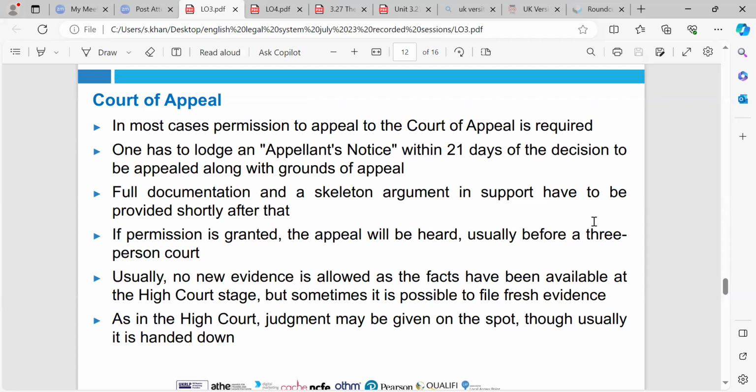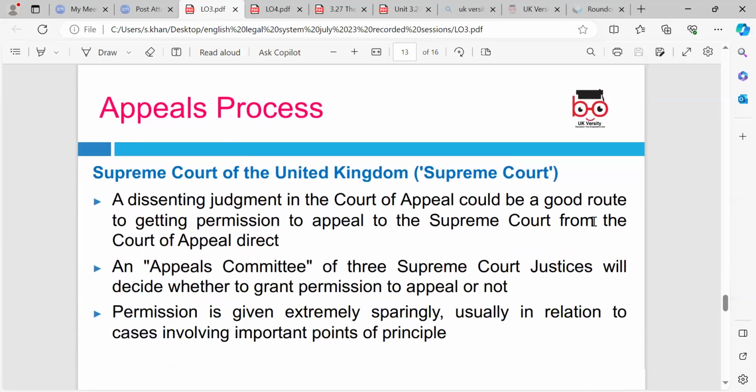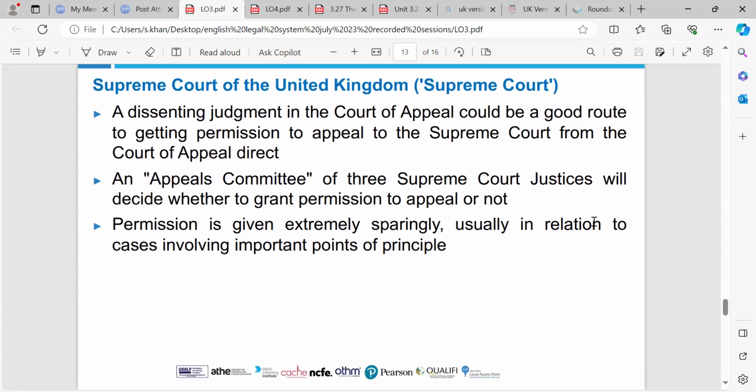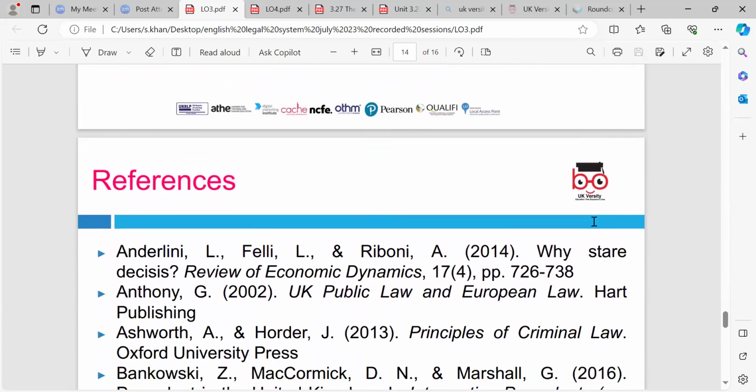Usually no new evidence is allowed, but sometimes it's possible if they file fresh evidence. In the Supreme Court of the UK, an appeals committee of 3 Supreme Court justices will decide whether to grant an appeal or not, based on the evidence and based on points of law.